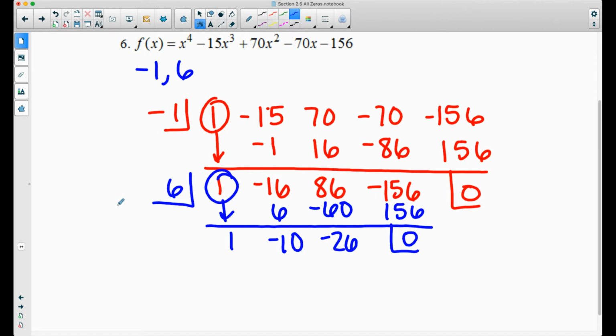It'd be positive 26 for me. We're just gonna erase that into 26.